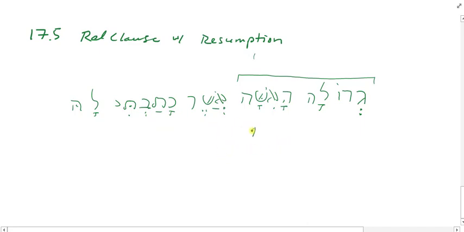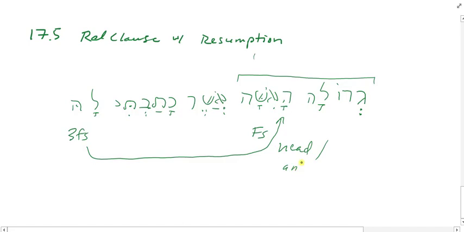Okay, so the woman is feminine singular. Lah is a third feminine singular pronoun that is referring to the head or the antecedent of the relative clause. We talked about relative clauses earlier, and as we had discussed then, relative clauses always modify nouns that are described as the head or the antecedent. So what's going on here is that in Hebrew, I will frequently see a pronoun inside the relative clause that is referring to the same entity as the head. It will agree with it in gender and number, and it will seem redundant in English. And this is called a resumptive pronoun.